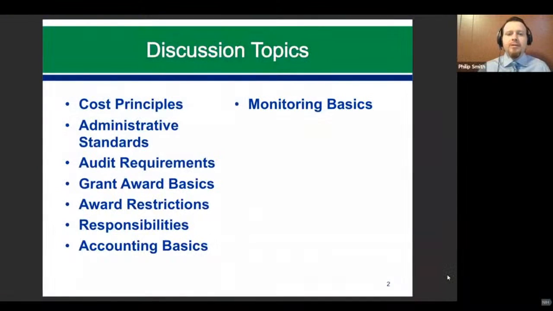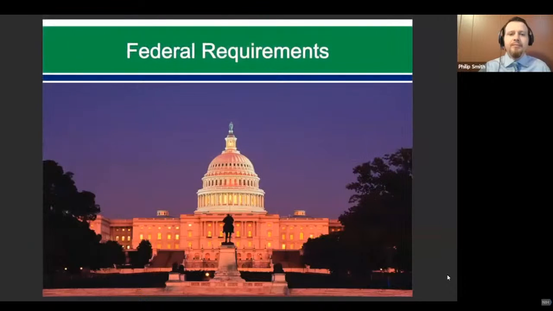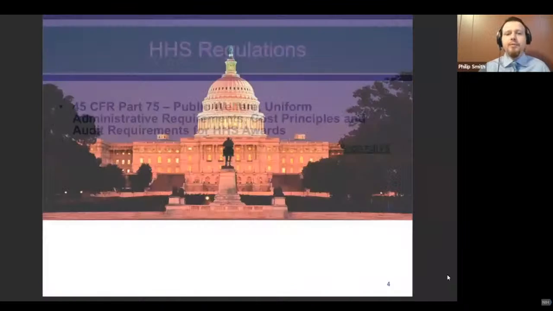The topics of discussion today are cost principles, administrative standards, audit requirements, grant award basics, award restrictions, responsibilities, accounting basics, and monitoring basics. Next slide. To set the backdrop for our discussion today, we'll first cover federal requirements. Next slide.